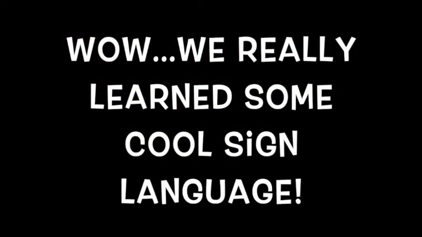Wow, we really learned some cool sign language. So you know what's kind of a mystery is how does water get from one place to another? We've talked about the water cycle. We know that it's in the clouds, in the plants, in the animals, in the soil, in us, because we're kind of like animals, but how does it get from one place to another? How does it go from a river into a cloud? How does it go from a cloud into the soil? Wow. Oh, it's the nerd.